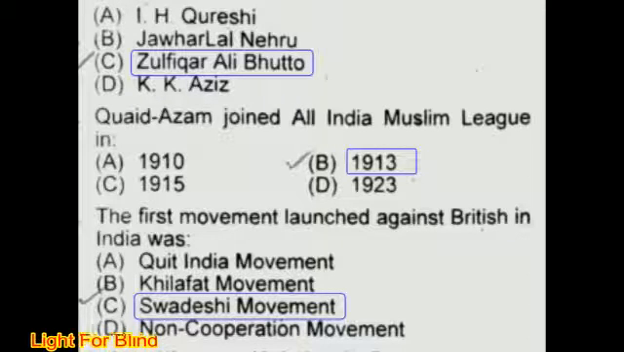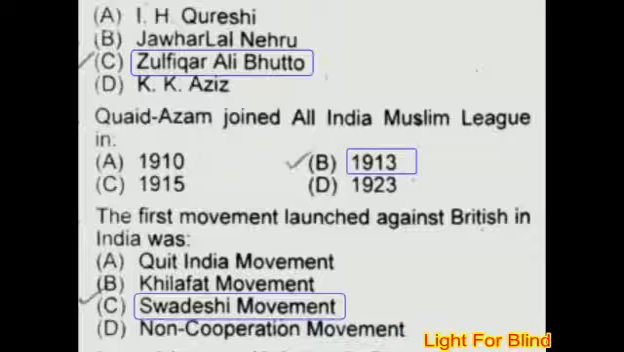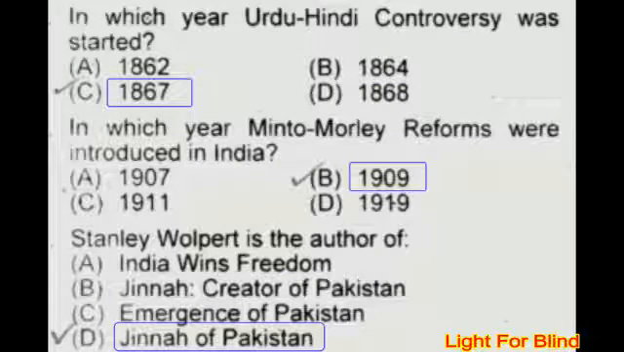Number 49. Quaid-e-Azam joined All India Muslim League in. Answer is 1913. Number 50. The first movement launched against British in India was. Answer is Swadeshi movement. Number 51. In which year Urdu-Hindi controversy was started? Answer is 1867.